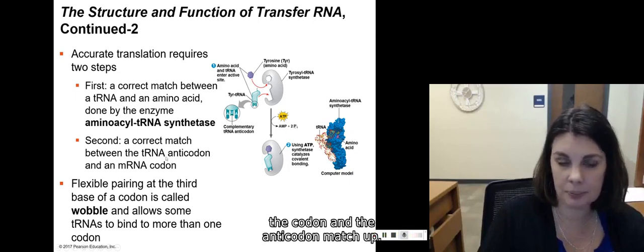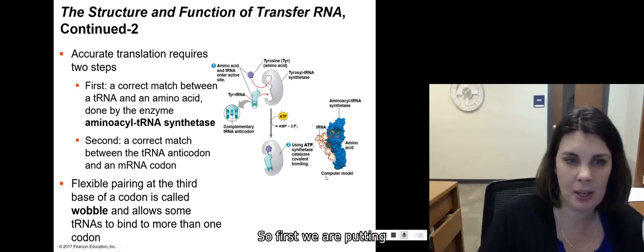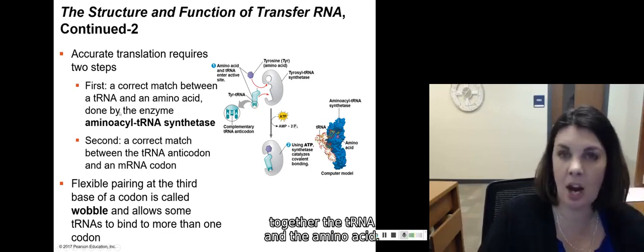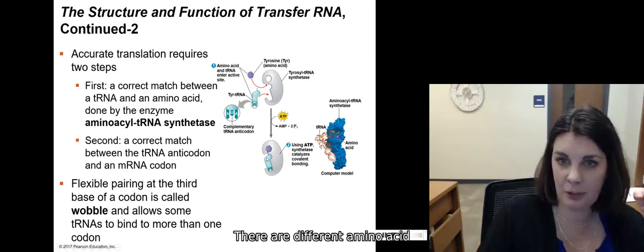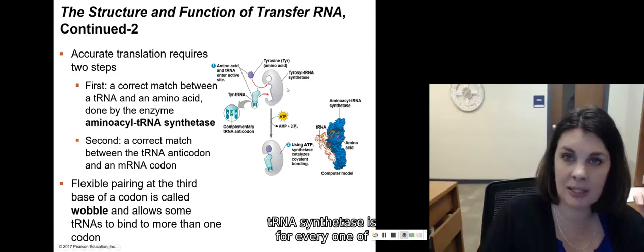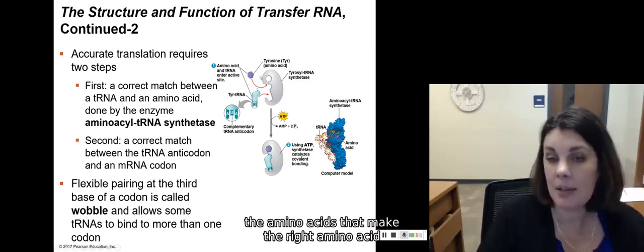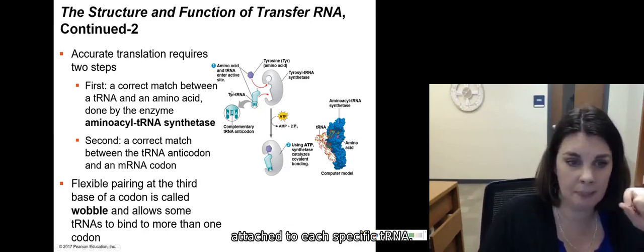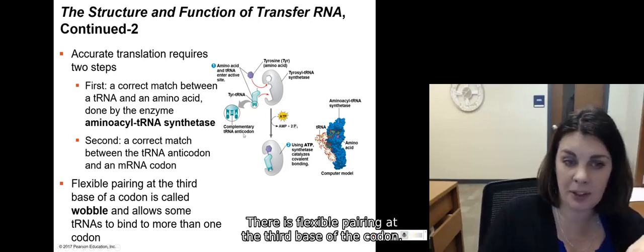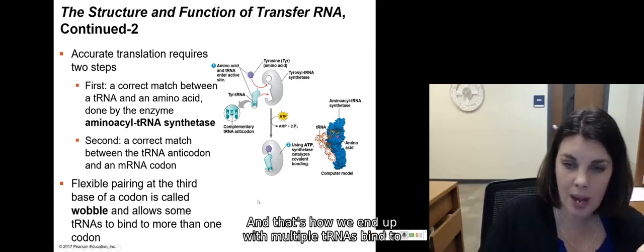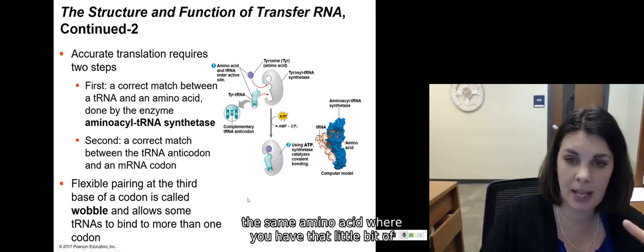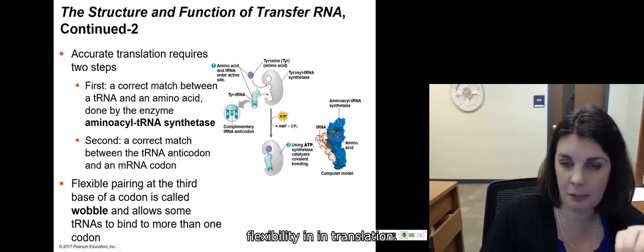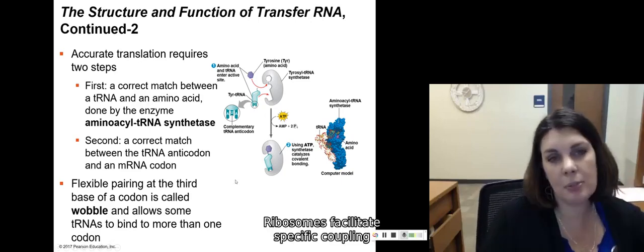And then you have to have the codon and the anticodon match up. So first we are putting together the tRNA and the amino acid. And there are different amino acid tRNA synthetases for every one of the amino acids that make the right amino acid attached to each specific tRNA. There is flexible pairing at the third base of the codon. This is called wobble, and that's how we end up with multiple tRNAs that bind to the same amino acid, where you have that little bit of flexibility in translation.